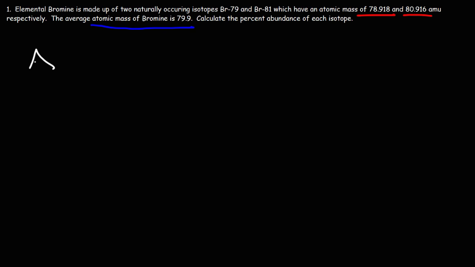Now let's use the letter A to represent the average atomic mass. Now this is also a weighted average. And the average atomic mass is going to be equal to the mass of the isotope times the percent abundance, plus the mass of the second isotope times the percent abundance for that isotope. And if there are more isotopes, you can continue with this equation.